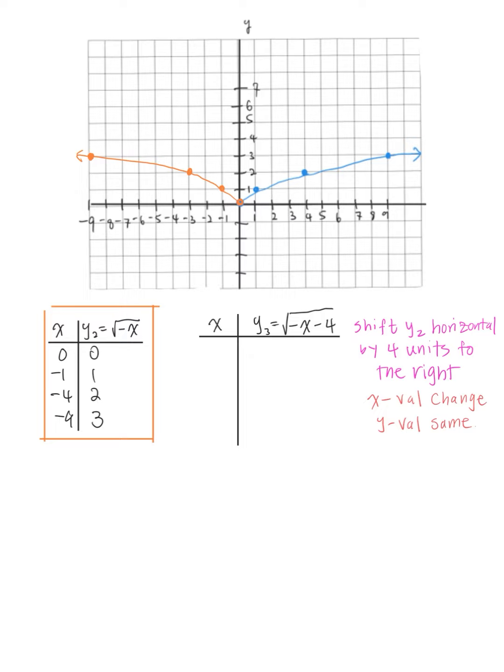Okay, so now let's take a look. What we need to do is, remember, this chart is only for the square root of negative x, right? But we have the square root of negative x minus 4. So I need to get rid of this minus 4 because our y values for y3 must be the same as the y values from y sub 2. So what do we need to do to get rid of that minus 4 is add 4. Now if I'm going to add 4 to get rid of this 4, then I better add 4 to the x as well.